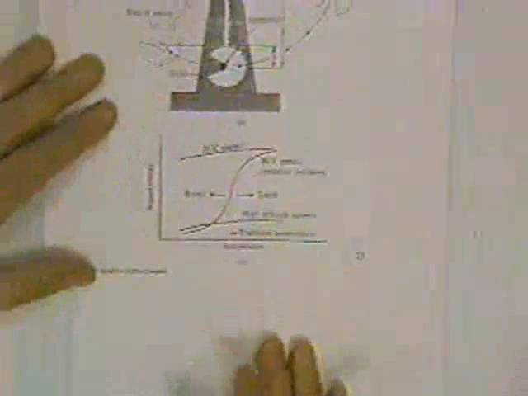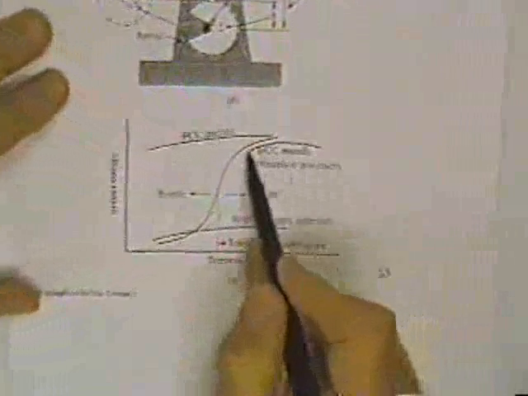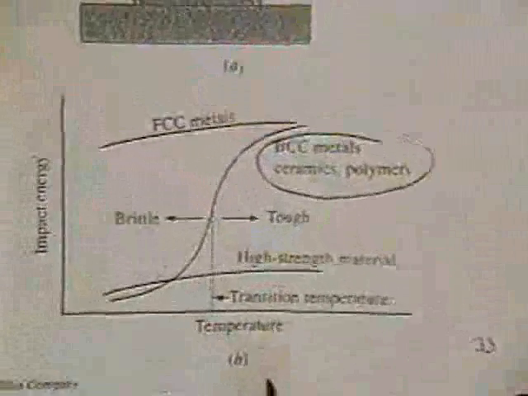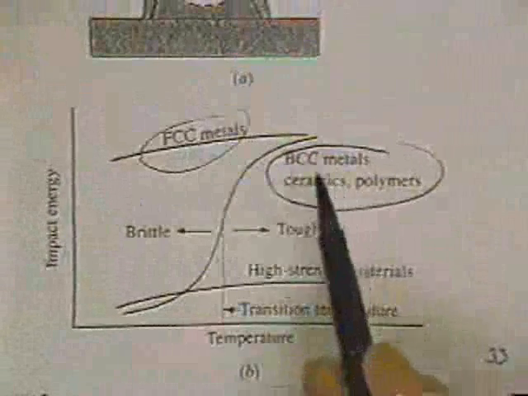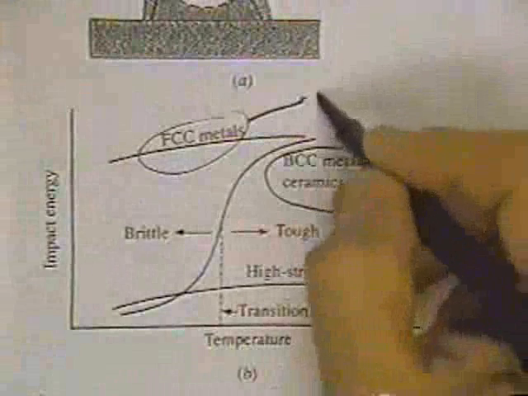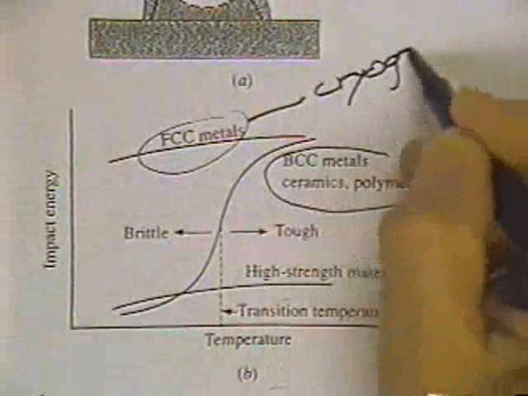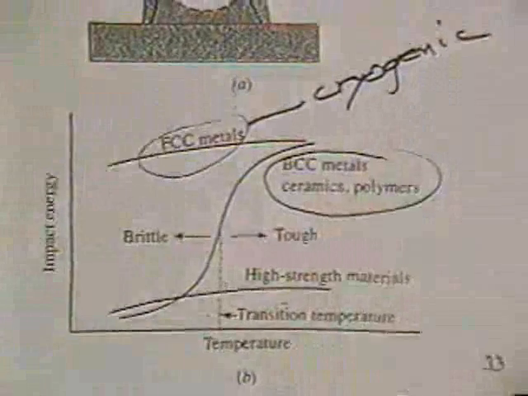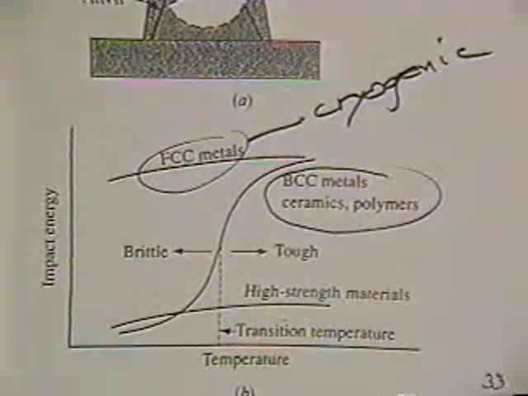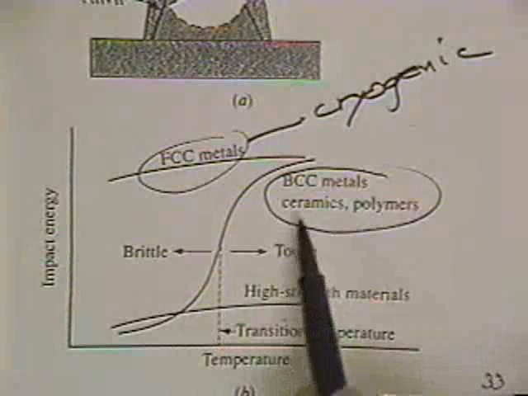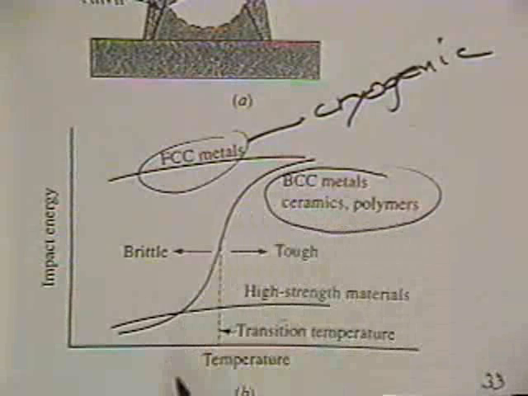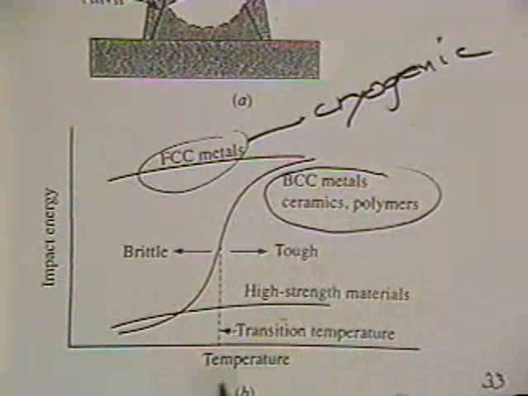If you look at the lower portion on page 33, there's a variety of different curves. Body-centered cubic materials undergo a ductile to brittle transition temperature. Face-centered cubic materials don't, and that's why face-centered cubic materials have cryogenic applications. Stainless steels, nickel, aluminum, copper are used at low temperatures. And ceramics and some polymers also undergo a ductile to brittle transition temperature.